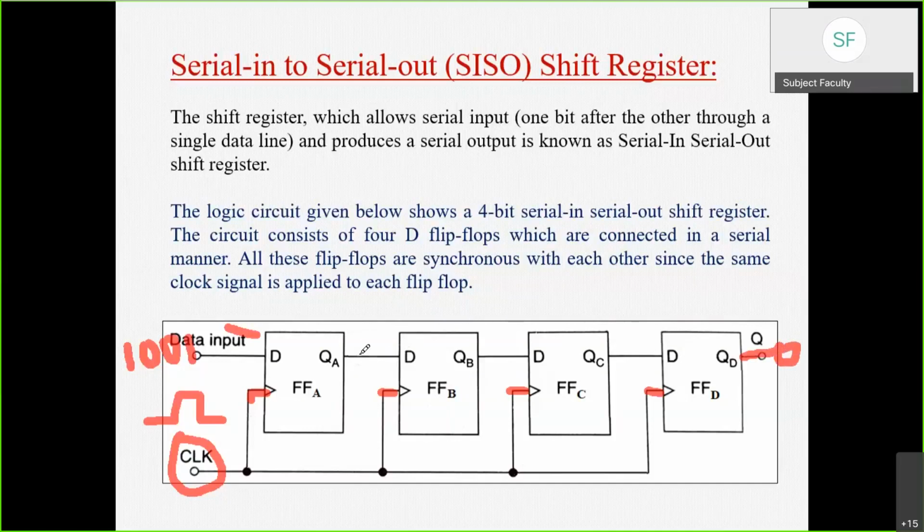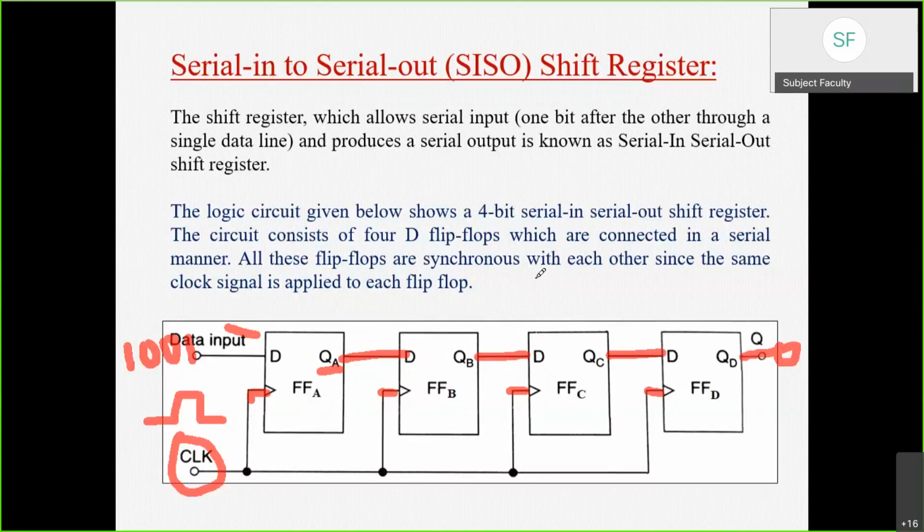And these connections are intermediate connections. The output of the first flip-flop is given directly as input to the second flip-flop. QB, that is the output of the second flip-flop, is given directly to the input of the third flip-flop, that is flip-flop C. Similarly, QC, the output of flip-flop C, is directly given to the input of the final flip-flop. Okay, so this is regarding the circuit description. 4 D flip-flops have been used and connections have also been explained.